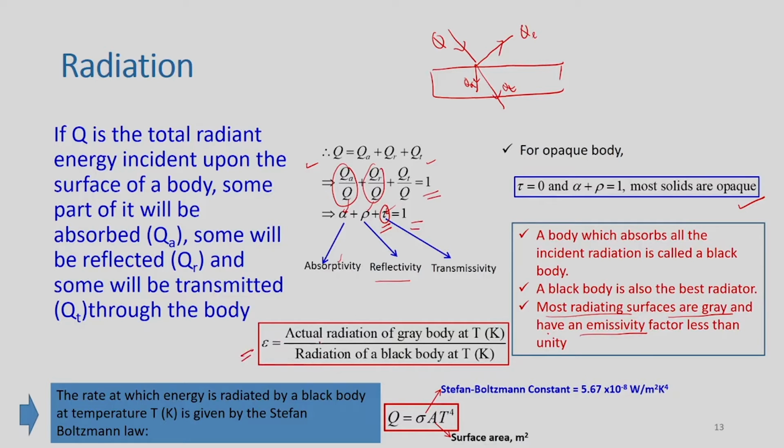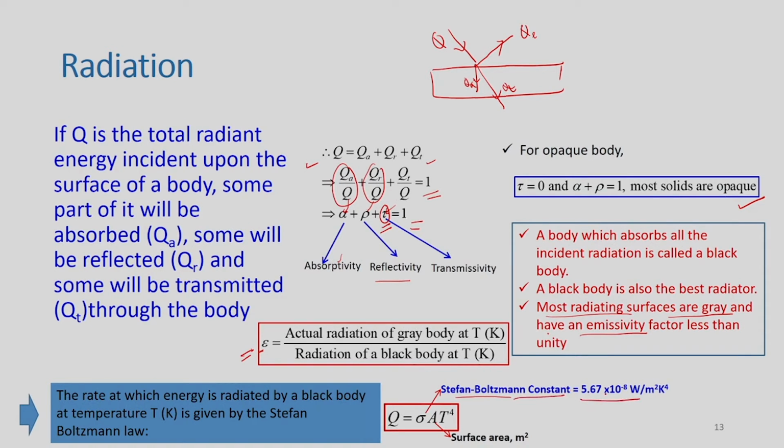This emissivity eta is nothing but the actual radiation of a grey body at T Kelvin to the radiation of a black body at T Kelvin. Okay? It is a comparison. So, once we know this eta, or emissivity, then we can calculate the actual amount of radiation received by a grey body or emitted by a grey body. The rate at which energy is radiated by a black body at temperature T is given by the Stefan-Boltzmann law. Okay? So, this Q is nothing but sigma A T to the power of 4. This sigma is the Stefan-Boltzmann constant.